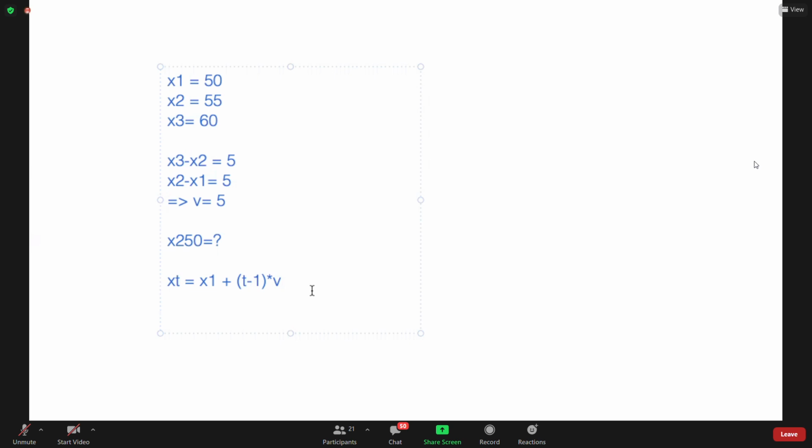Yes, I do. X of 250 will be calculated as x1, which is 50, given by the exercise, plus t minus 1. T is the position of the term that I have to find out. So t minus 1, which is 250 minus 1, multiplied by the constant v, which is 5, should yield the value 1295, which is exactly the 250th term in my sequence. And this is the value that you should obtain. And this is how we do exercise 3.5.